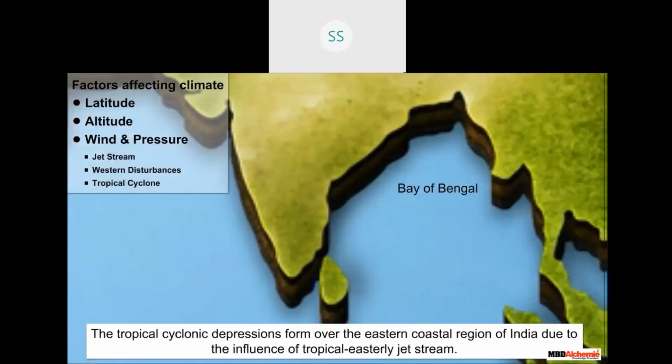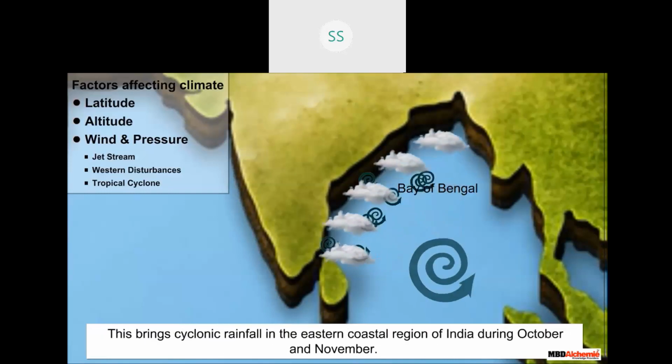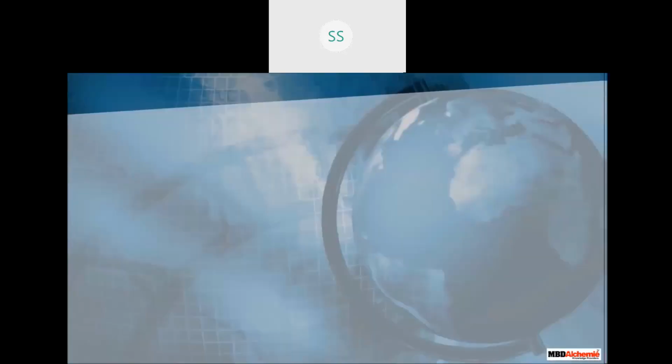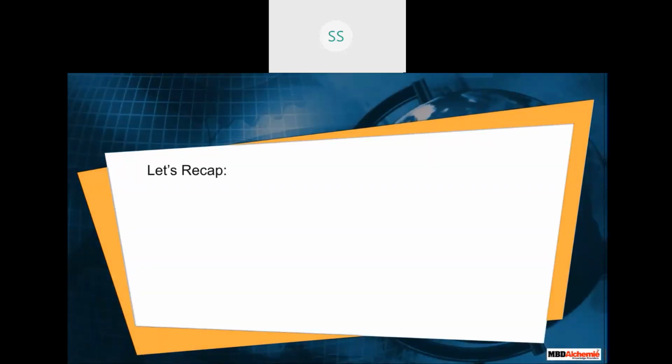Similarly, during October and November, the tropical easterly jet stream is dominant over the eastern coastal region, due to which a low pressure region develops over the sea, which moves towards the west. And during this time, cyclonic rainfall appears on the coast of Odisha, Andhra Pradesh, and Tamil Nadu.